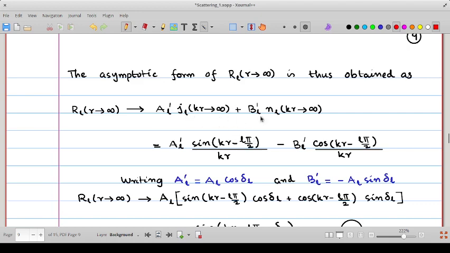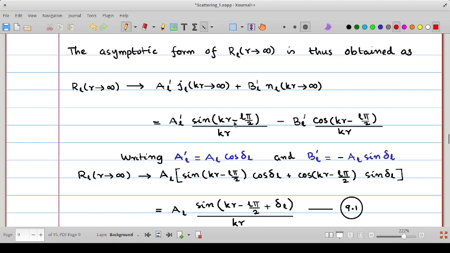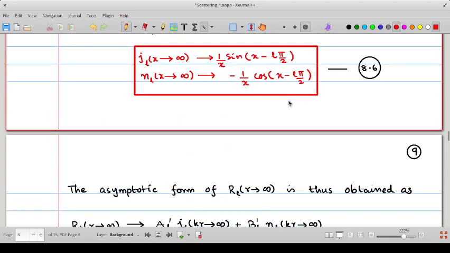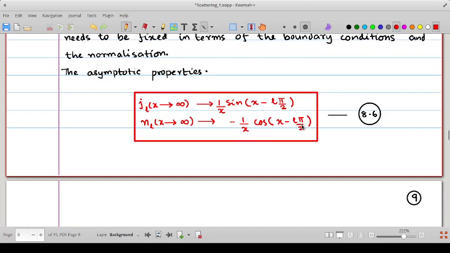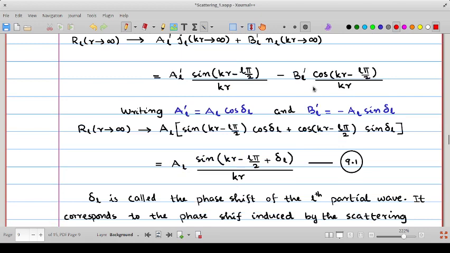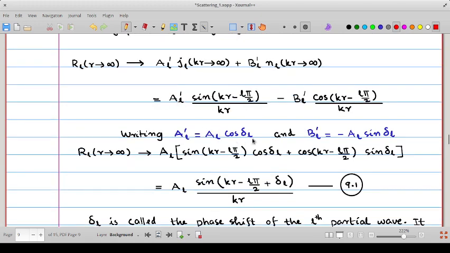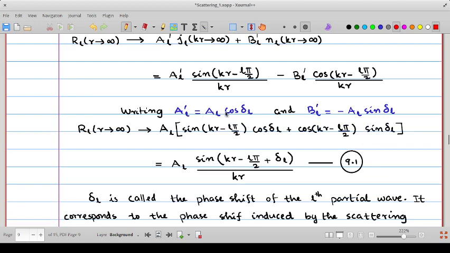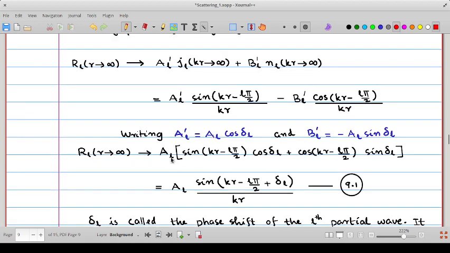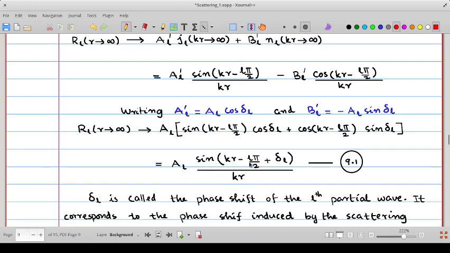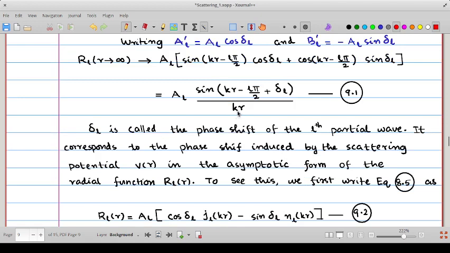Now using the asymptotic forms of j_l and n_l, we have a'_l sin(kr − lπ/2)/kr minus, because n_l as kr tends to infinity is given by −1/kr cos(kr − lπ/2). Substituting that over here and writing a'_l as A_l cos δ_l and b'_l as −A_l sin δ_l, which we can always do, writing a'_l and b'_l in terms of two other parameters A_l and δ_l, we get the asymptotic form of the radial solution R_l(r) as A_l sin(kr − lπ/2 + δ_l)/kr.